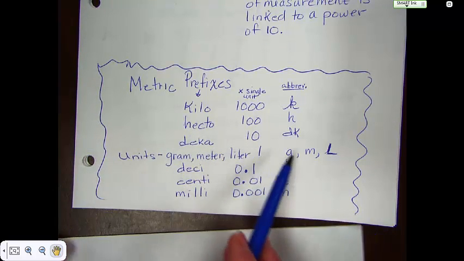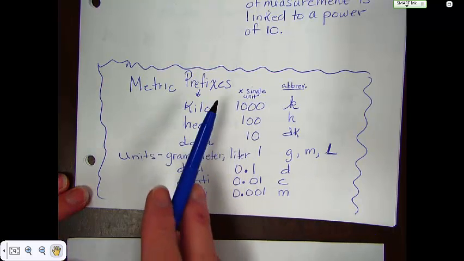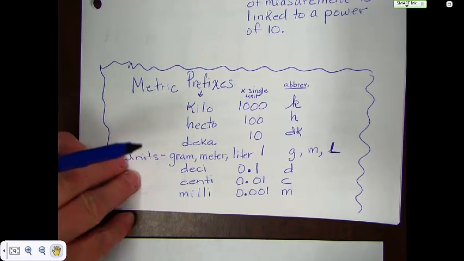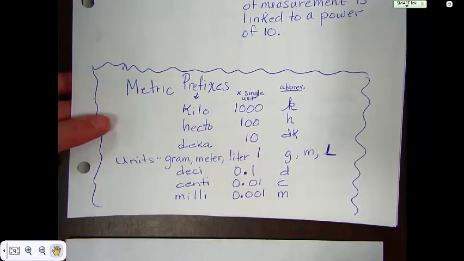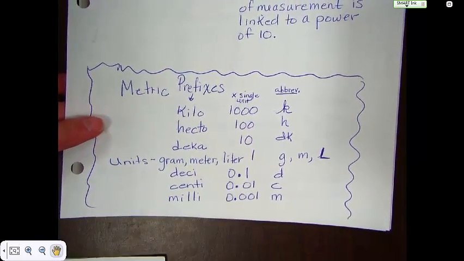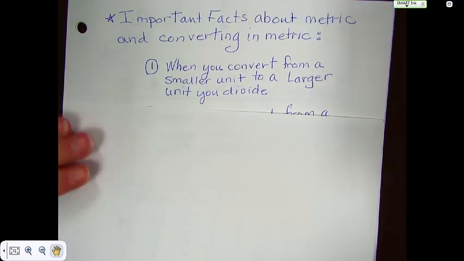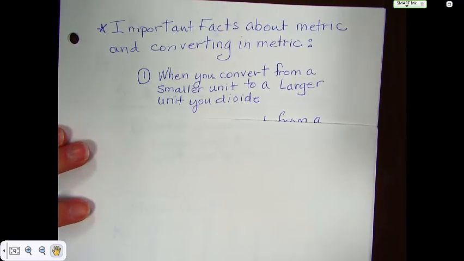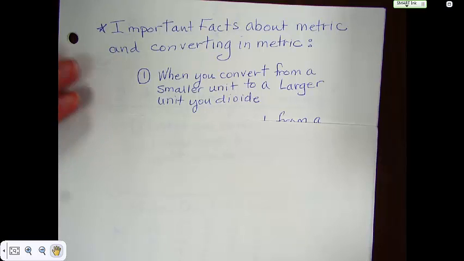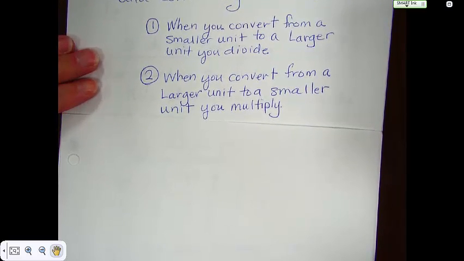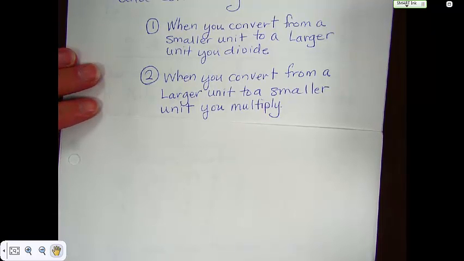So you're actually multiplying by a power of 10 the higher it gets up, and we'll explain that even more in the next couple of pieces of paper here. It's hard to explain when you're not applying it to a problem. Okay, important facts about metric and converting in metric. When you convert from a smaller unit to a larger unit in metric, you divide. When you convert from a larger unit to a smaller unit in metric, you multiply.